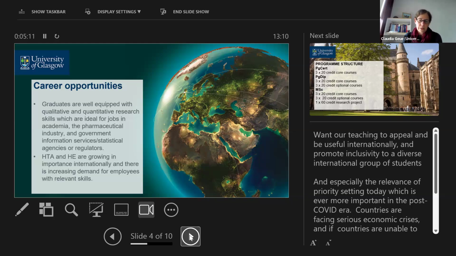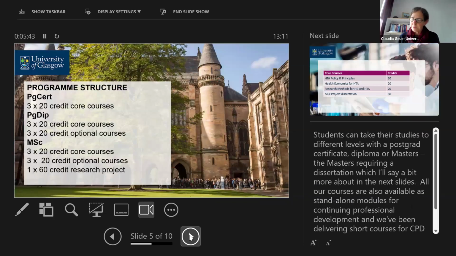Health technology assessment and health economics are growing in importance because there's scarcity in terms of budget, and it's becoming more and more important to make decisions on how to allocate those scarce resources. And we do find there's an increasing demand for employees with those relevant skills in health economics and health technology assessment. Eleanor, do you want to do the second part?